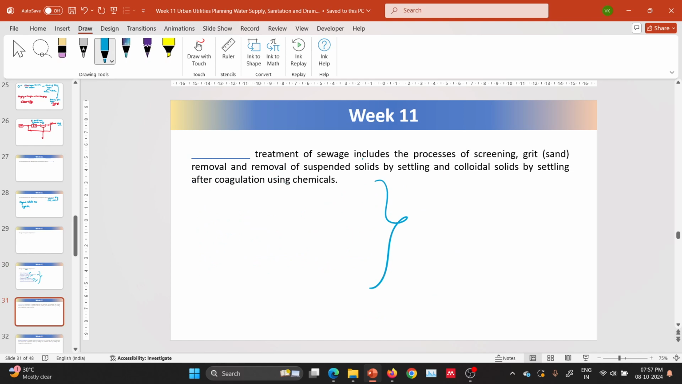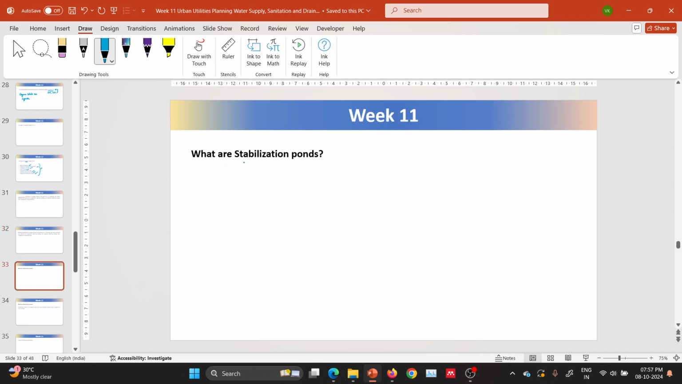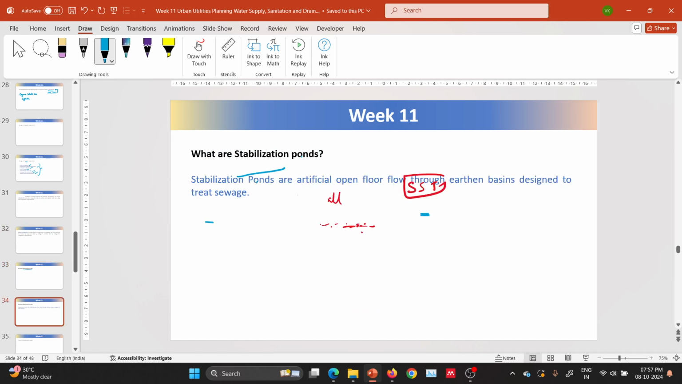Primary treatment of sewage includes the process of screening, grit removal, and removal of suspended solids by settling, and colloidal solids by settling after coagulation using chemicals. This is primary treatment. We studied it in the flow chart. What are waste stabilization ponds? These are artificial open flow-through earthen basins designed to treat sewage. So these are open basins on the earth which are designed to treat sewage.